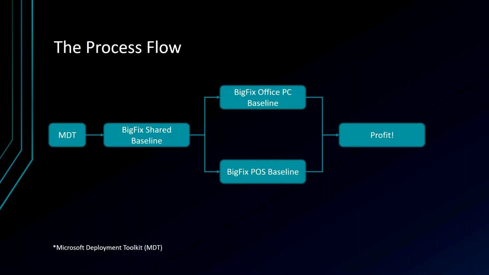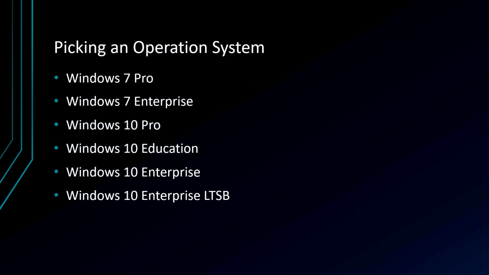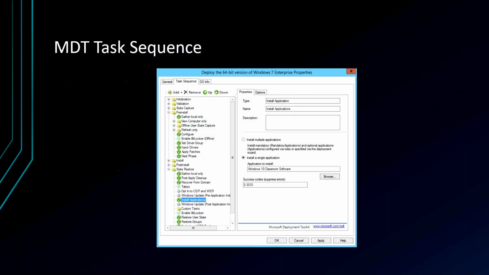Basically, the first part is in MDT, the imaging process. You just have to pick your operating system, whatever it may be. We're using Windows 10. You can still do 7, I guess, if you wanted. So you pick your image, and in MDT there's a lot of stuff you can do. You have access to run command lines, you can install applications, and stuff like that.